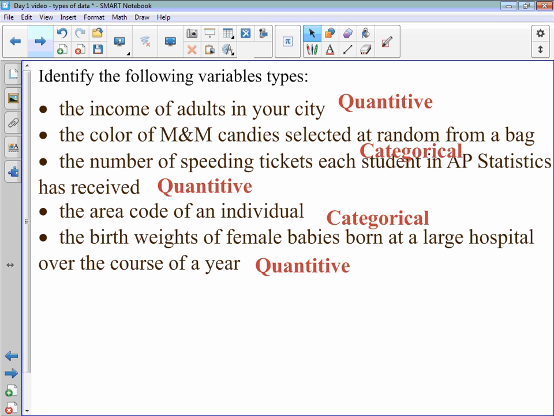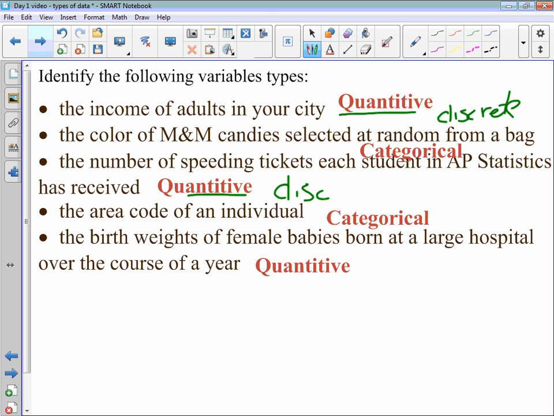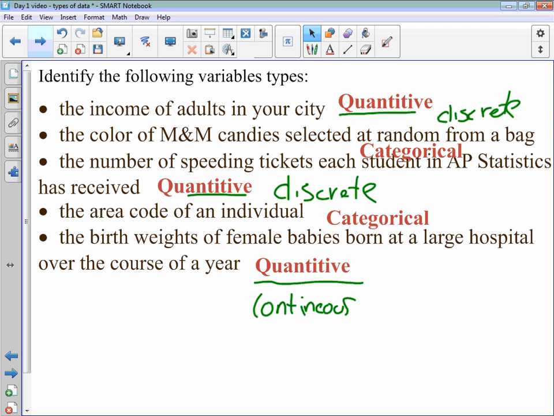Just to tie it into earlier, while this is quantitative, this is discrete. This one is discrete because you can't have 1.1 speeding tickets. You can't have 3.2 adults in your city. But the birth weight of the babies is going to be continuous. The baby can be different weights. It can be 9 pounds, 8 ounces, 9 pounds, 8.5 ounces, 9 pounds, 9 ounces. And so that's continuous.